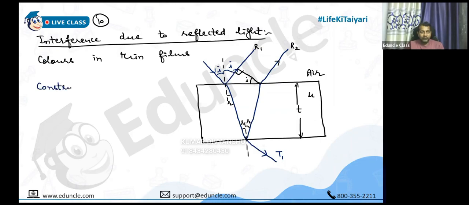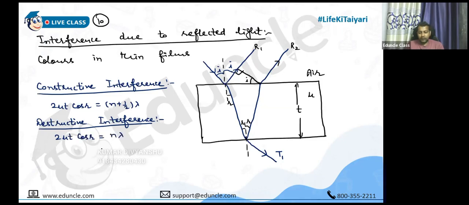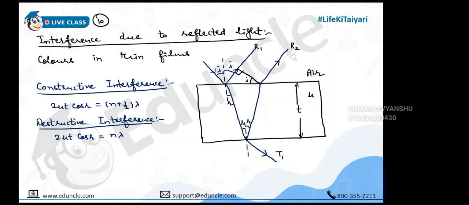So in this case, for constructive interference, we have 2 mu t cos r equals n lambda. Please check. Clear? Done? Yes, sir. Let us discuss some numerical problems.